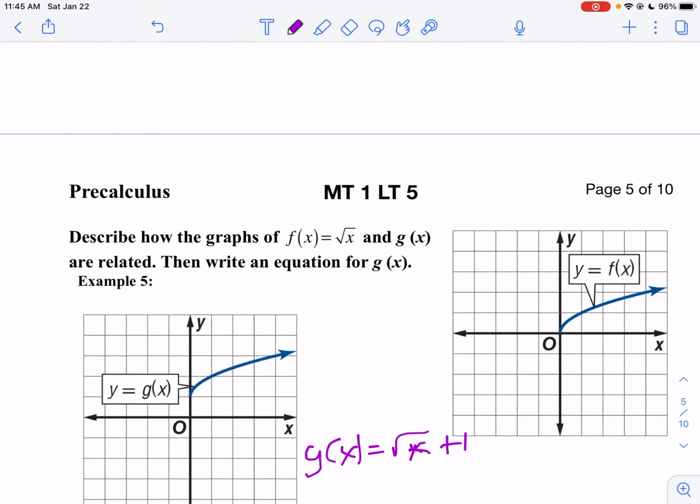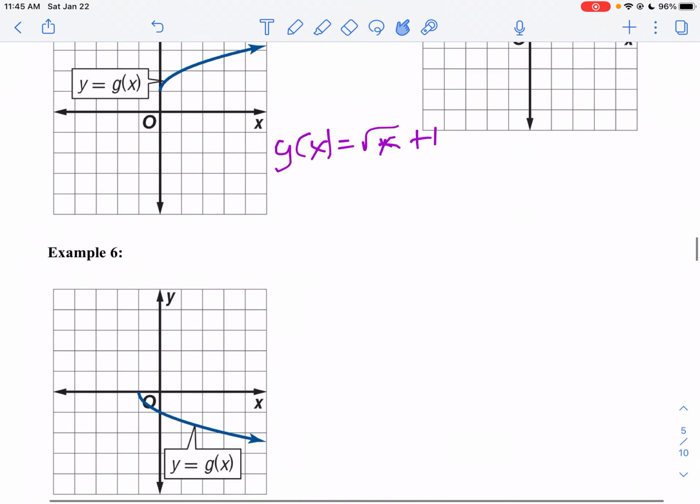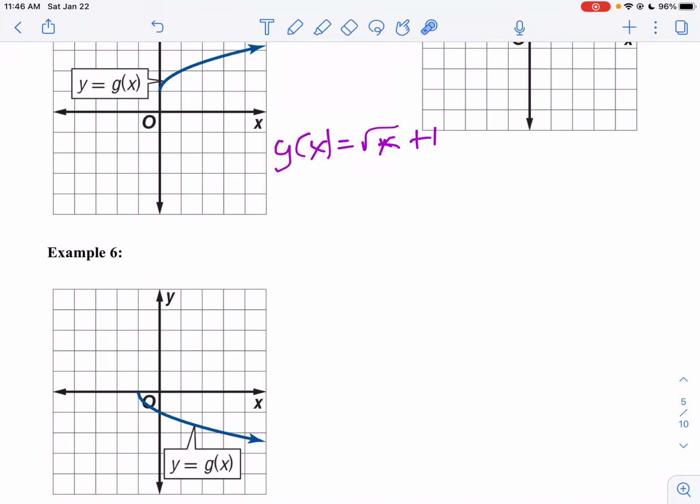Now, if we look at example 6, what's going on? Well, first off, notice I'm moving it to the right 1. I'm going from 0, moving to the right 1. So that'll be x minus 1, so g of x equals the square root of x minus 1. Also notice I'm flipping it over the x-axis, so I'll put a negative in front. So I'm thinking it's the opposite of x plus 1. I said minus 1, it's x minus a negative 1. Sorry about that. So x plus 1.